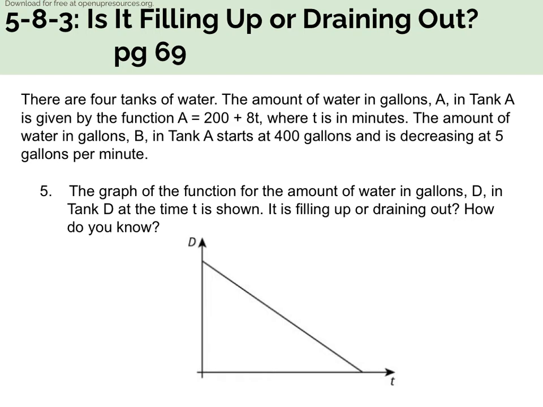So tank D is this equation here, right? So tank D, what is it doing? It is draining out. How do I know it's draining out? This graph is going down the hill. If we read it from left to right, it's going down the hill. That's how we know it is draining out.